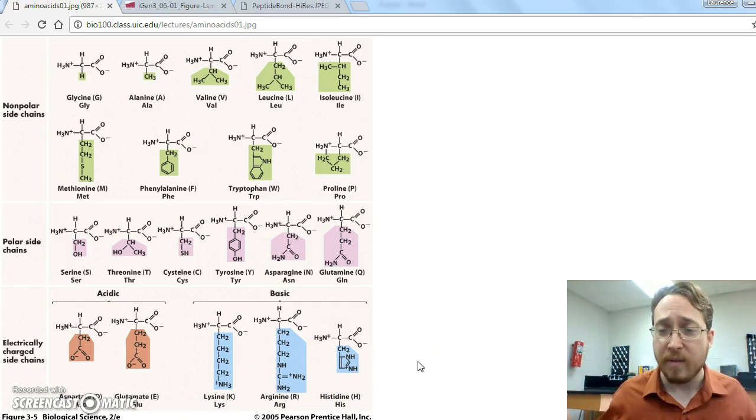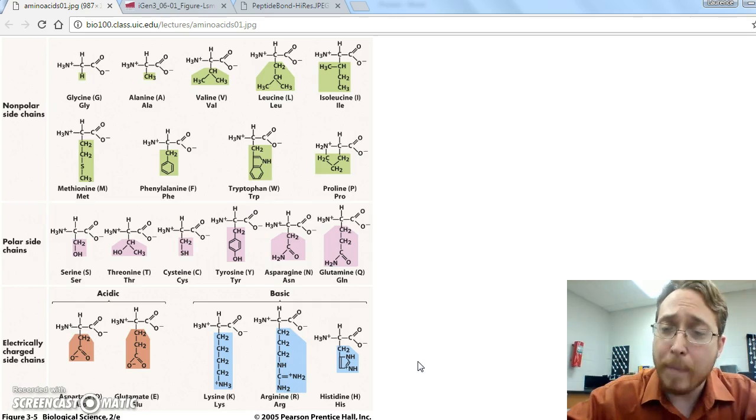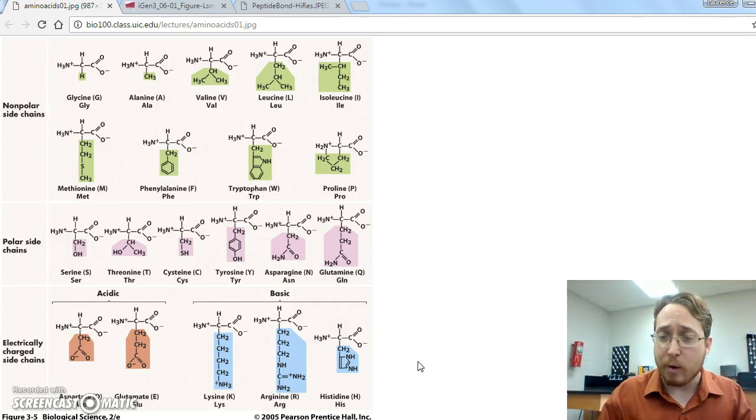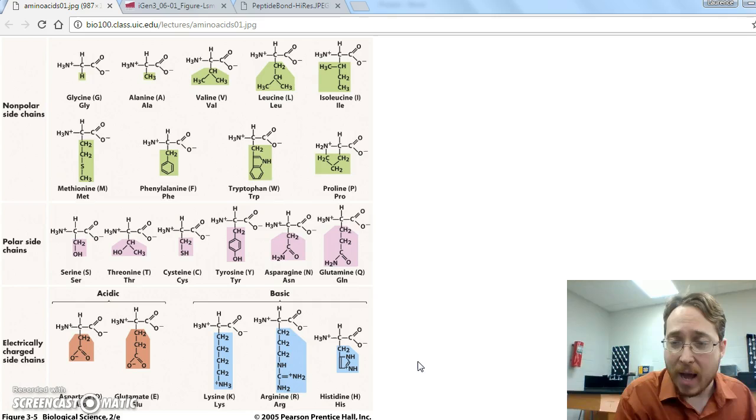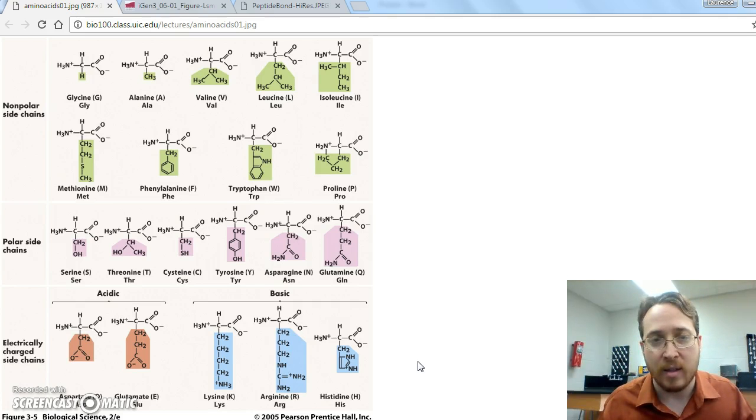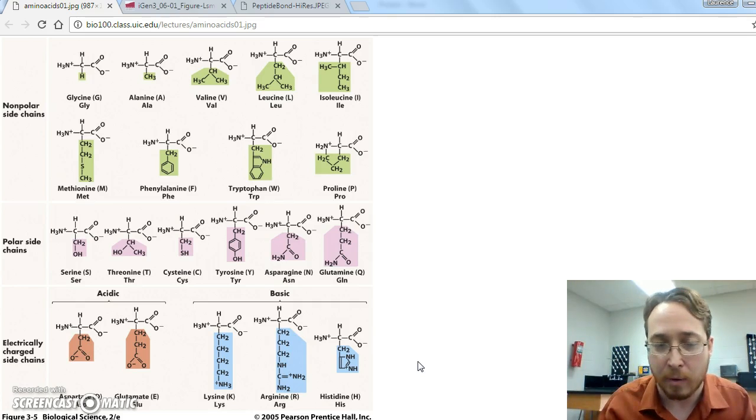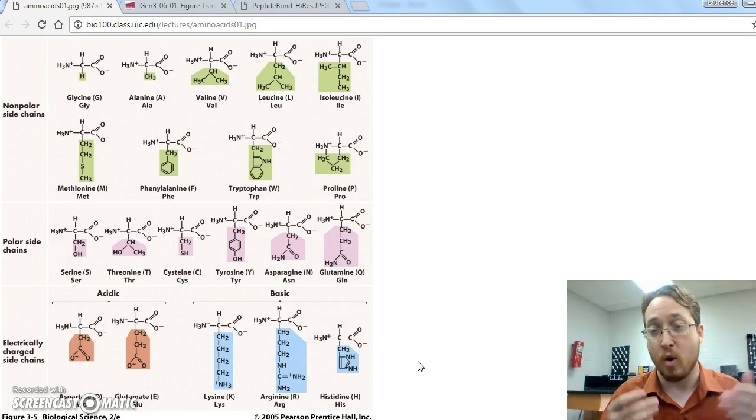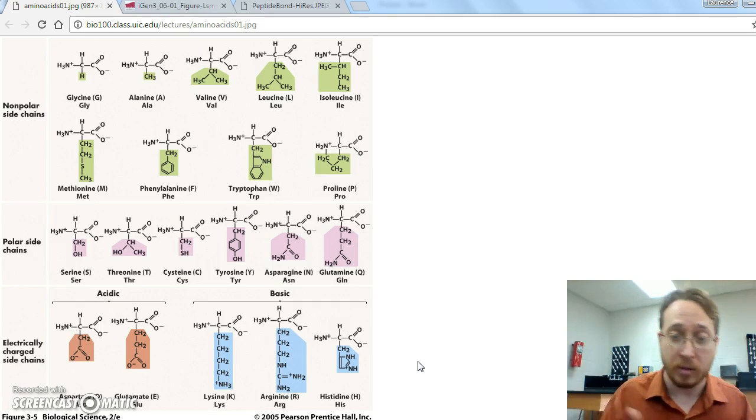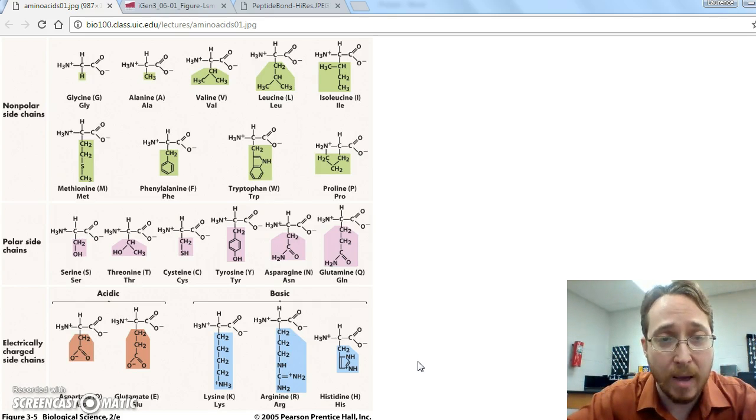So they vary vastly in their polarity, and that matters. That is what allows proteins to be amphipathic. Some of the amino acids they are composed of are nonpolar. Other amino acids they are composed of are polar. And so some regions of the protein are polar and some regions are not, and so it is amphipathic.